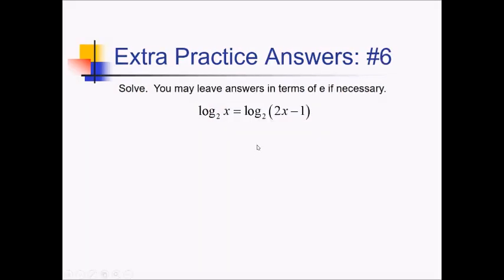For this problem, I notice that I have a log base 2 on each side of the equation, and that's it. To get rid of those logs, I can raise 2 to both sides of the equation, leaving me with just x equals 2x minus 1. And then solving, let's see, subtract x from one side, add 1 to the other. We end up with x equals 1.